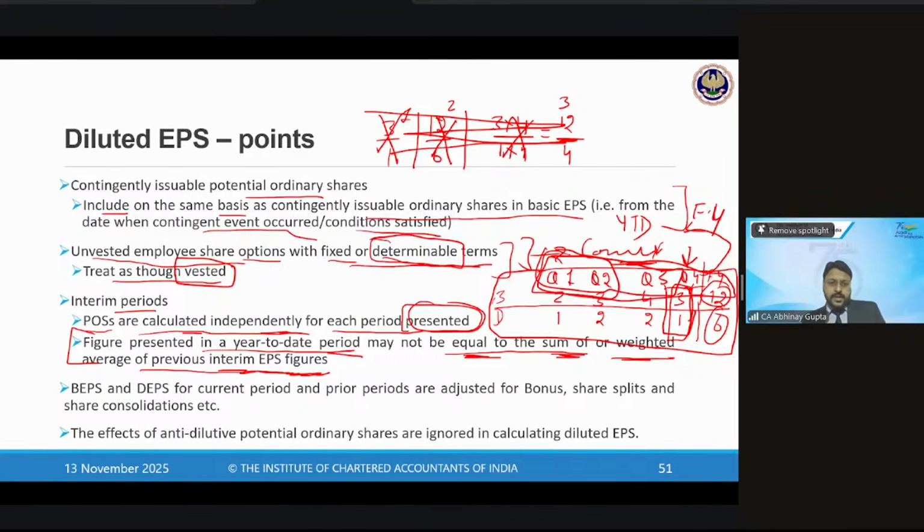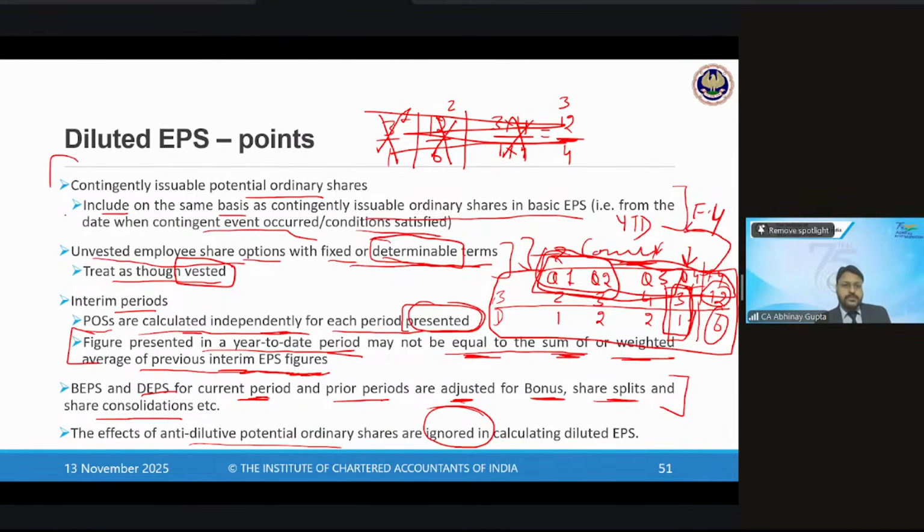Basic earning per share and diluted earning per share for the current period and the prior periods are adjusted for the bonus, share splits, and the share consolidation. Are you able to recall this discussion we had? Yes. So bonus shares, share splits, and the share reverse splits, that is the share consolidation, are always adjusted for the whole of the period, right? Correct. And the effects of the anti-dilutive potential ordinary shares are ignored.